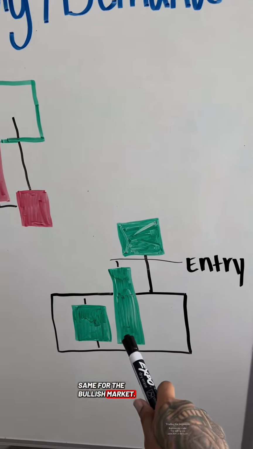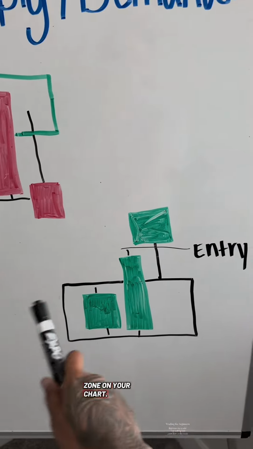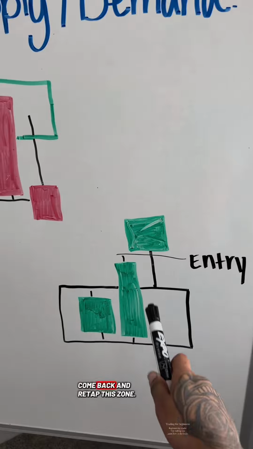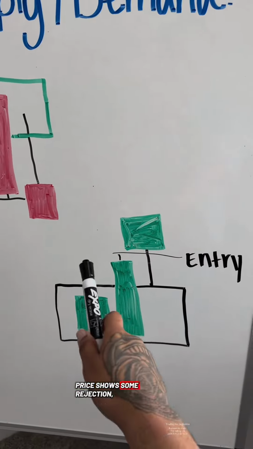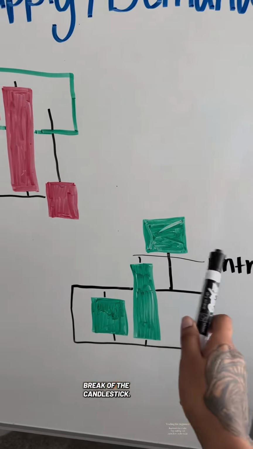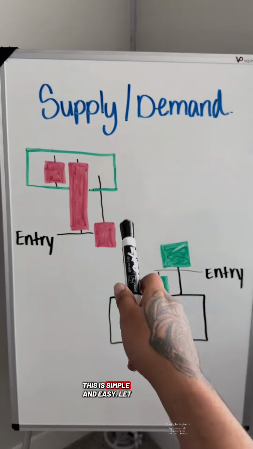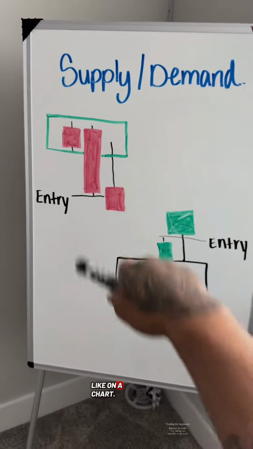Same for the bullish market, all right? You will box up your zone on your chart. You will wait for price to come back and retap this zone. Price shows some rejection, you will get in on the break of the candlestick. This is simple and easy. Let me show you what it looks like on the charts.